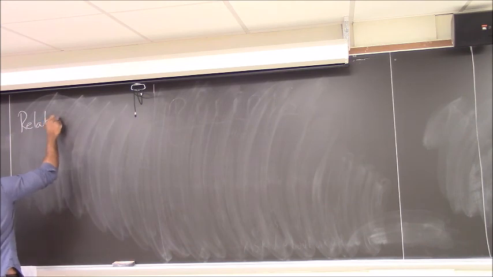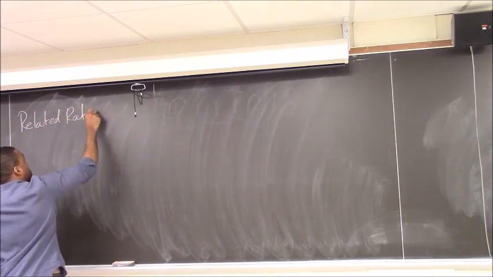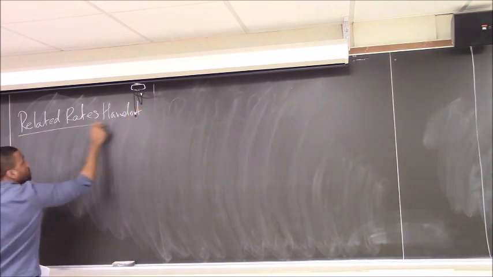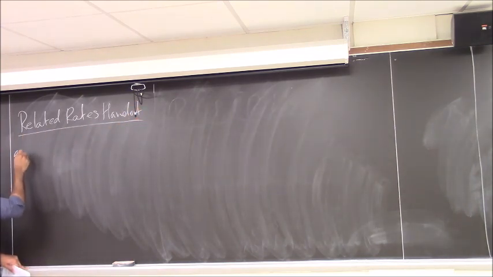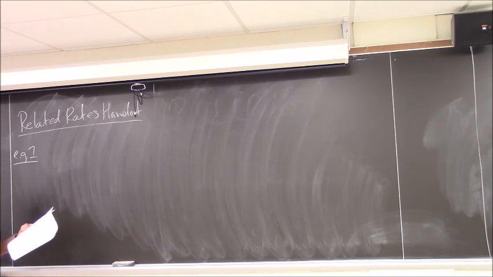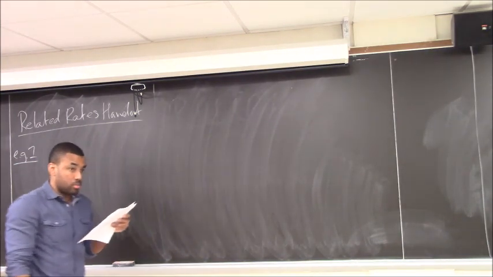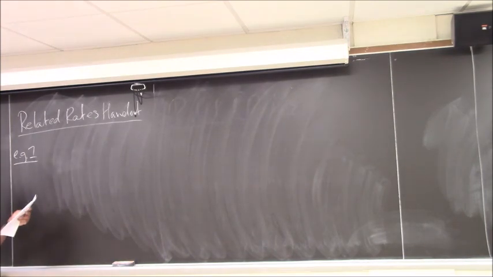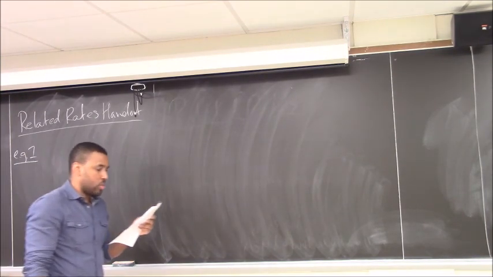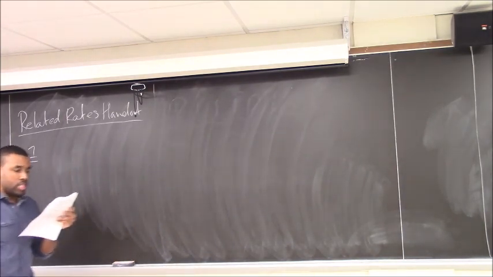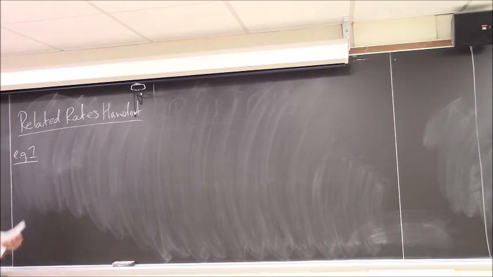Okay. So we're looking at the related rates handout. Example 1. It says here, a right circular cylinder undergoes expansion. So we have a cylinder that's expanding. Its radius is increasing at a rate of 1 meter per second, while its height is increasing at a rate of 2 meters per second. At what rate is the volume changing when the radius is 1 meter and the height is 3 meters?